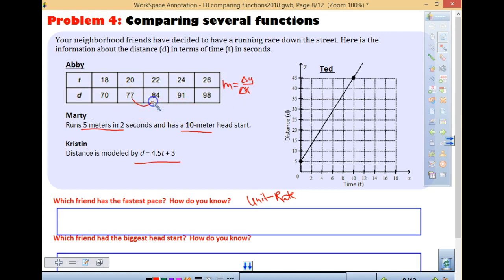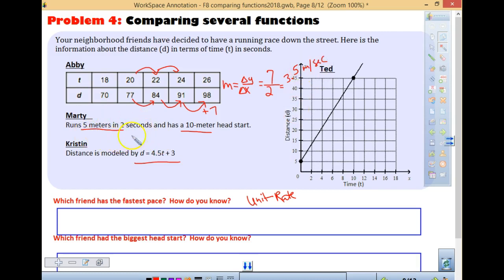How is the y changing? From 77 to 84, 84 to 91, 91 to 98. We are adding how much each time? Plus 7. So please put 7 divided by, how is our time changing? Adding 2. So 7 divided by 2 gives us 3.5, right? Since our time is in seconds, we're going to have 3.5 meters per second.